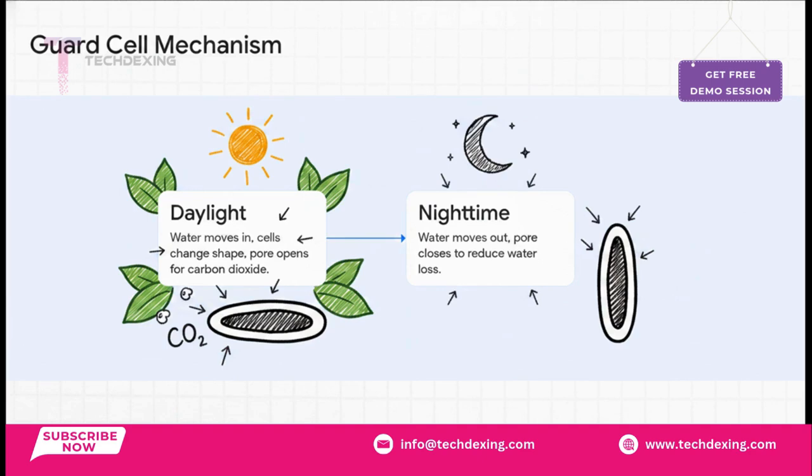During the day, the leaf desperately needs carbon dioxide, right? So water moves into the guard cells via osmosis, causing them to swell up like little balloons, bending outward to force the pore open. But at night, the whole process reverses. The water drains out, the cells shrink, and those security doors slam shut to conserve moisture. It is a perfect trade-off. It stops water loss when it's dark because, hey, without light, photosynthesis can't happen anyway.